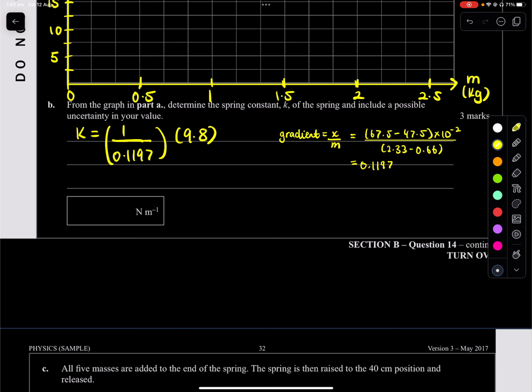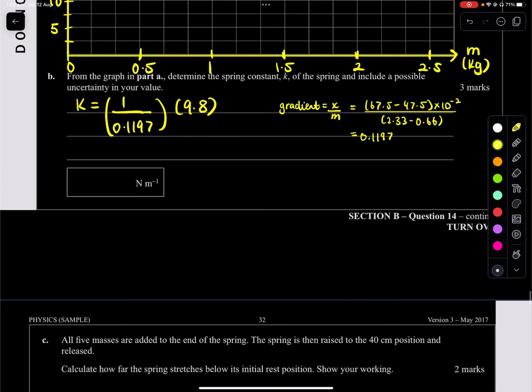So 1 over this answer times 9.8 gives you 81.83. So 82. So k is 82.